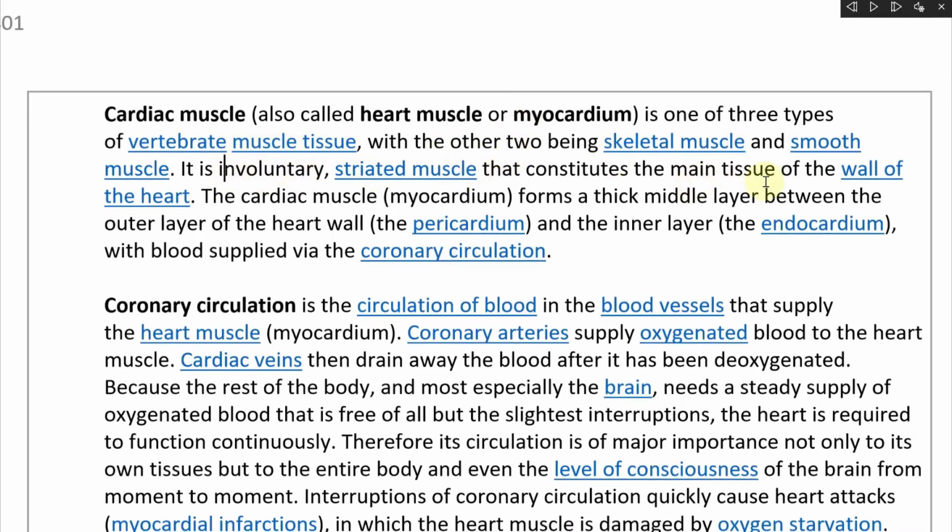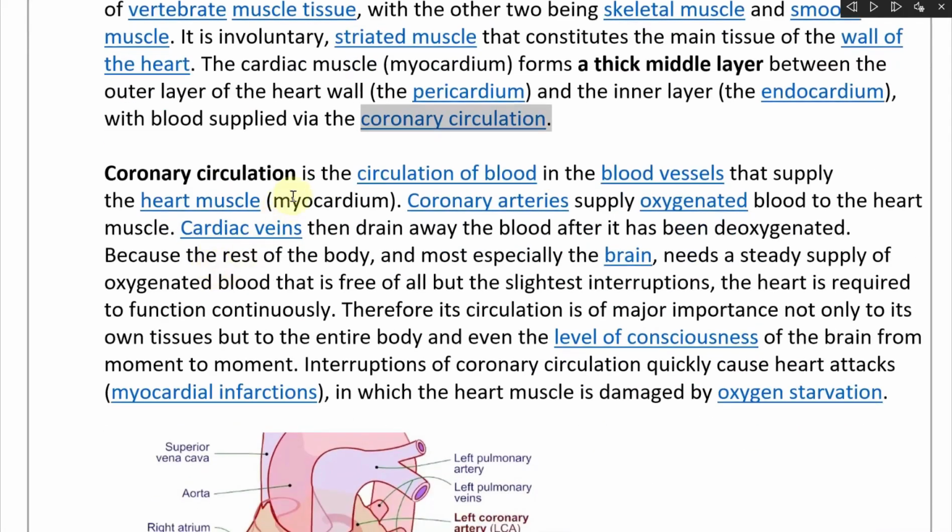That constitutes the main tissue of the wall of the heart. The cardiac muscle, myocardium, forms a thick middle layer between the outer layers of the heart wall. Myocardium is the heart muscle, and there's the heart wall, the pericardium, and the inner wall. So we should bold that here. It's between the outer layer of the heart wall, called the pericardium, and the inner layer called the endocardium, with blood supplied via the coronary circulation. Coronary circulation is the circulation of blood in the blood vessels that supply the heart muscle, the myocardium.